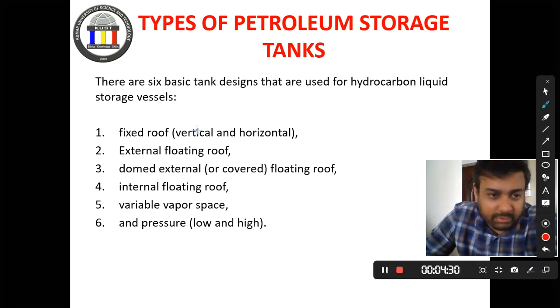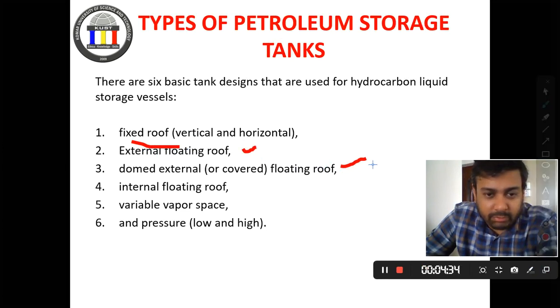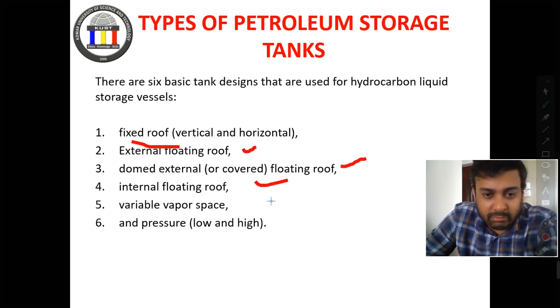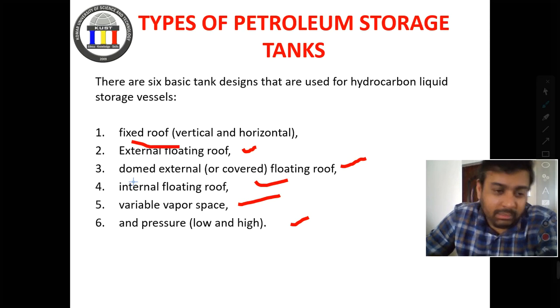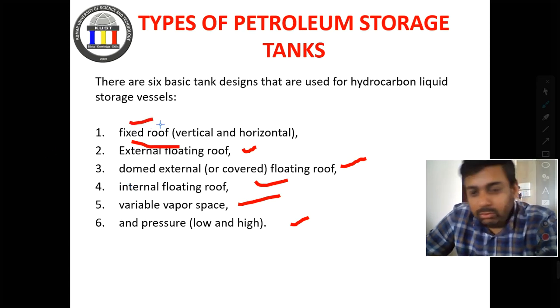Okay, we have fixed roof, and we have floating roof. We have domed external, internal floating, variable vapor, and pressure. Well, we have six different types, and all types have their own products and so on. Each type, for example, if you are dealing with light crude oil, and light crude oil has lots of vapors, in this case, if you use the fixed roof, you will lose your product.